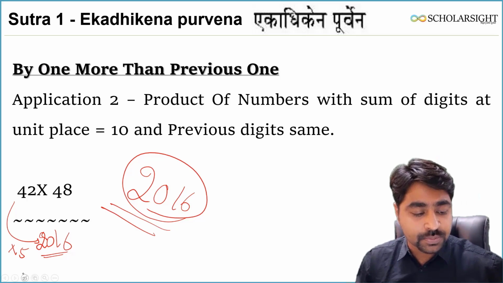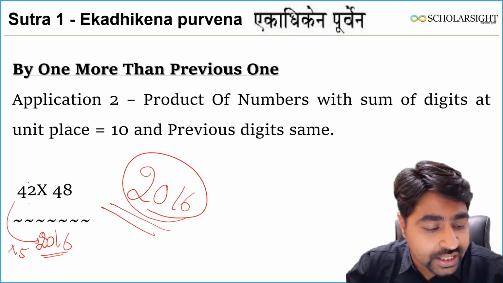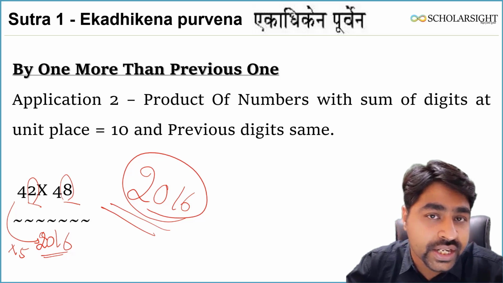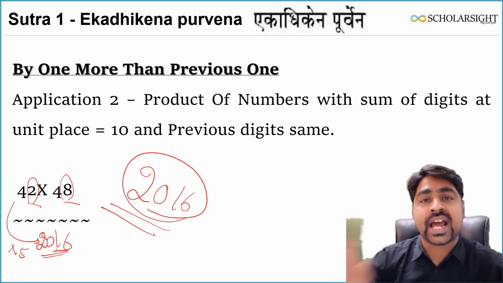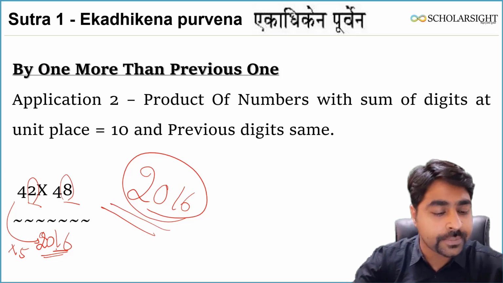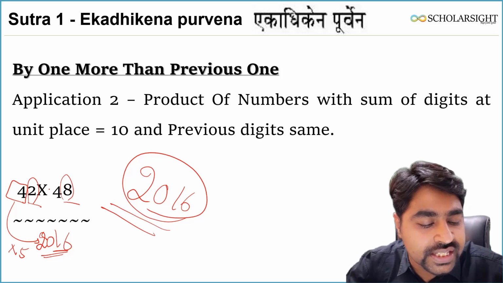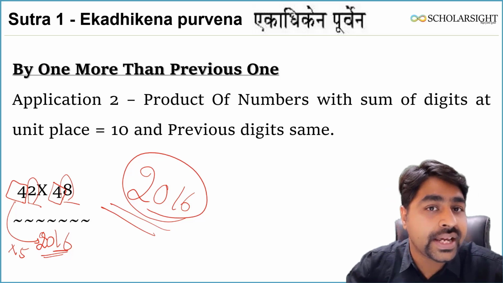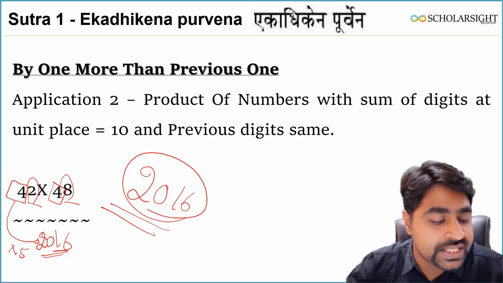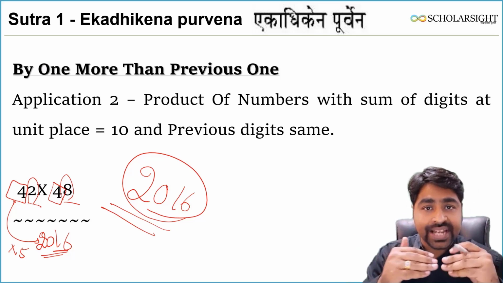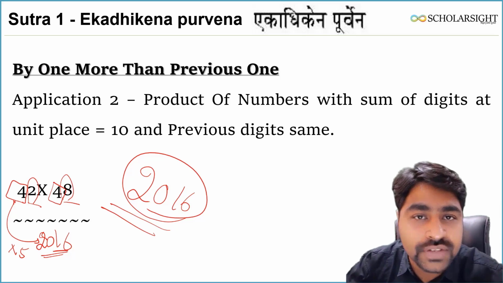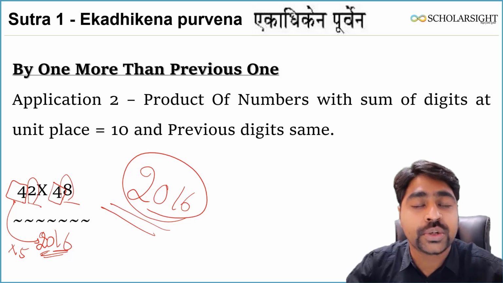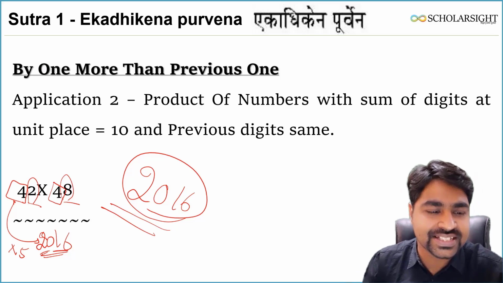I'll just explain once more. I checked that 2 plus 8 is 10. So I just multiplied 2 and 8, which comes out to be 16, and I have to place it in 2 digits only. Okay, and the rest of the digits I saw, they are same. So I can apply Ekadikena Purvena here, which means I'll just multiply 4 by the next number to 4, which is 5. So 4 into 5 came out to be 20, and thereby the total answer was 2016.